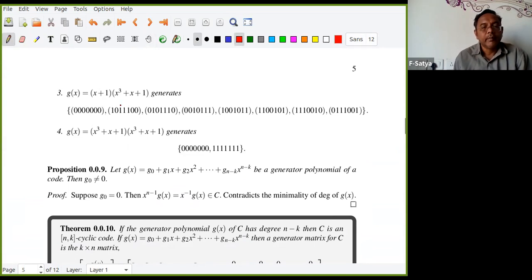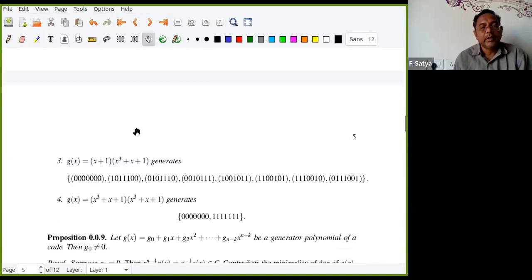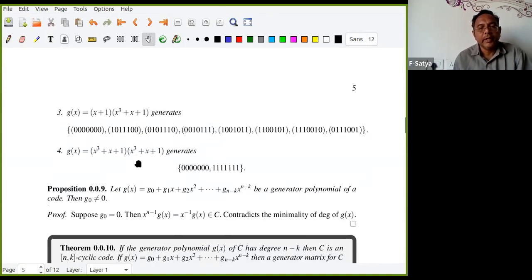Yes, please. See, I have not written all 8 here. I wrote only some, 1 or 2, so that it will be clear to you later. So can you tell me what is the degree of this polynomial? Easy, right? 4. Okay. Now the degree of the polynomial is actually n minus k.